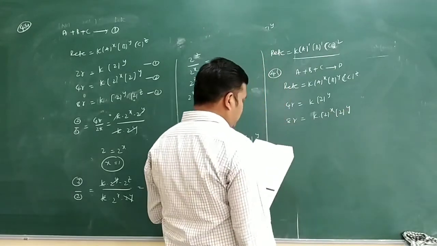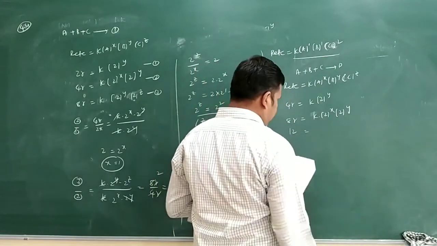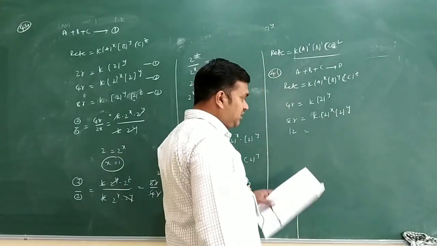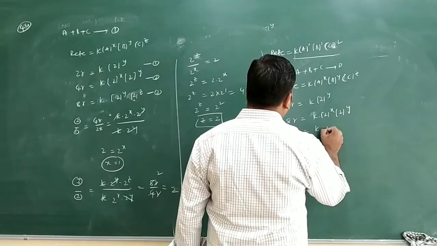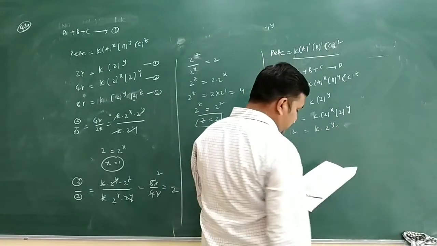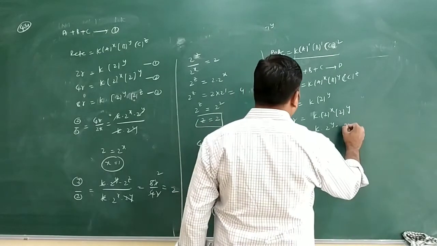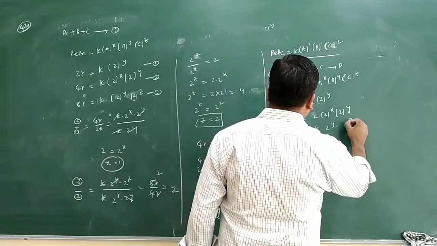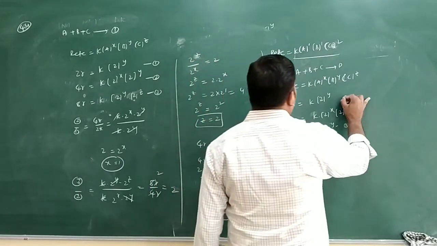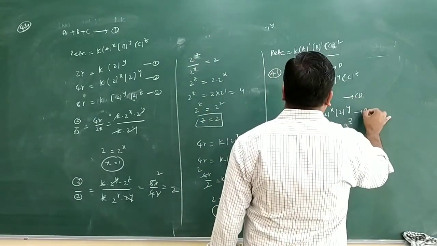Now rate becomes 12 times when the concentration of b is double and the concentration of c becomes triple. So this is 2 power y into, concentration of c becomes what here? 3. Triple means 3 power z I am writing. Okay, now we take this one, 1 and 2 and 3.